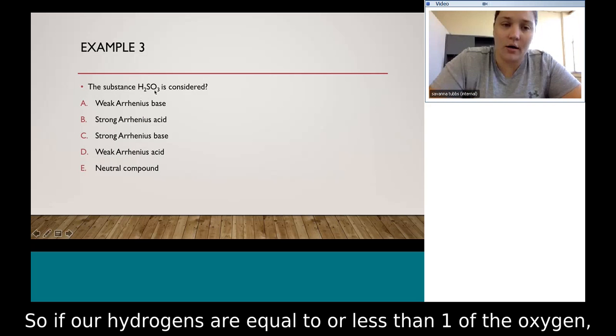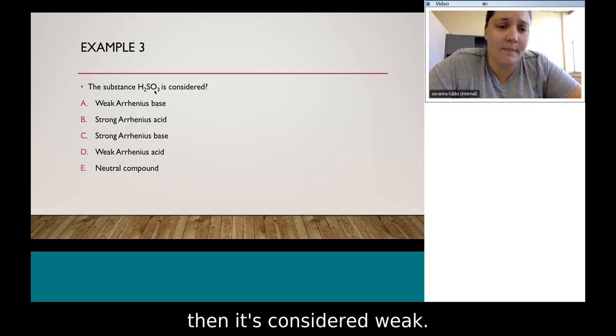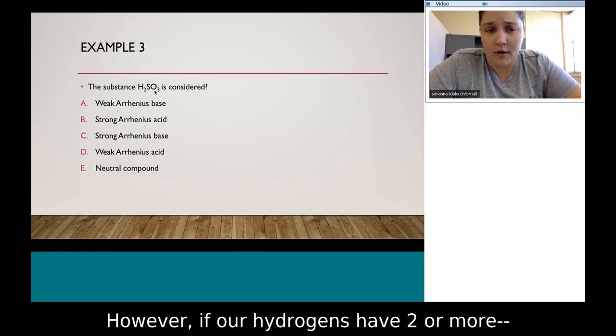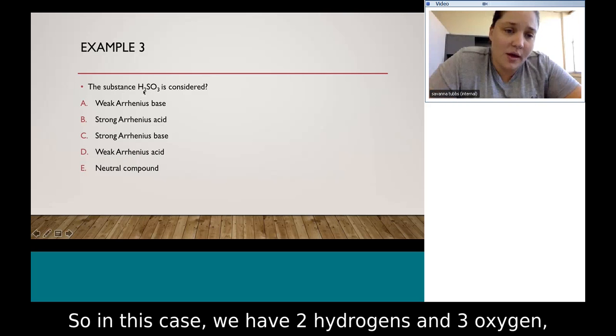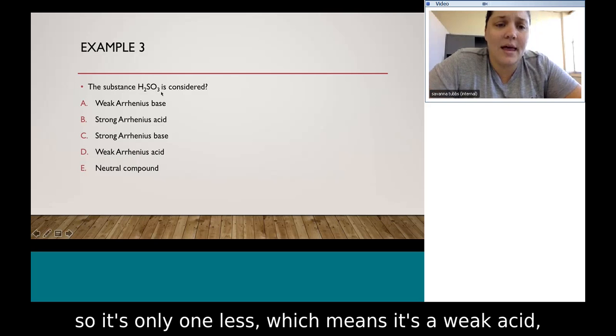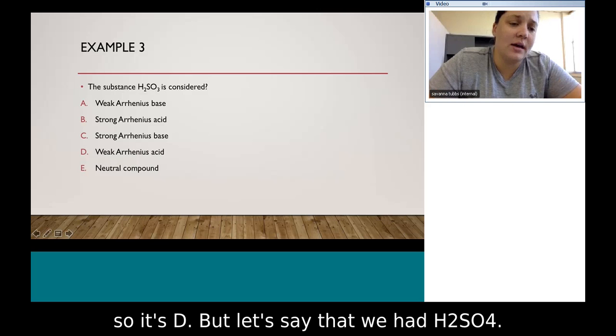So if our hydrogens are equal to or less than 1 of the oxygens, then it's considered weak. However, if our hydrogens have 2 or less than our oxygens, then it's going to be strong. So in this case, we have 2 hydrogens and 3 oxygens, so it's only 1 less, which means it's a weak acid, so it's D.